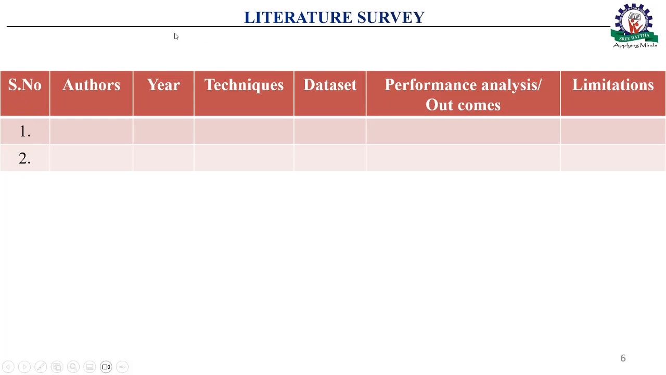Next, coming to the literature survey, all of you maintain the same style of representation: serial number, author, year, technique used, dataset, performance analysis, outcomes, limitations.